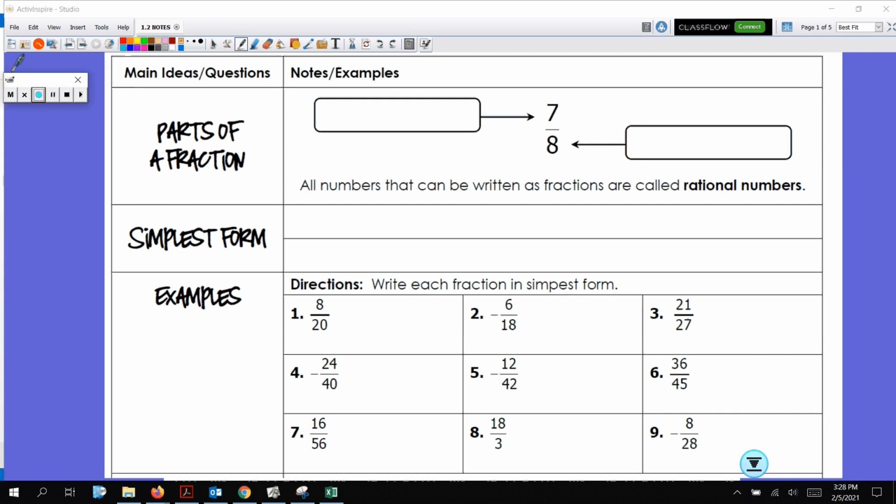All right, so today we're talking about lesson 1.2. We're going to talk about fractions, we're going to talk about decimals, we're going to talk about percents. So first, let's identify the parts of a fraction, okay? We see this little box here. It's pointing to the 7. That is called the numerator.